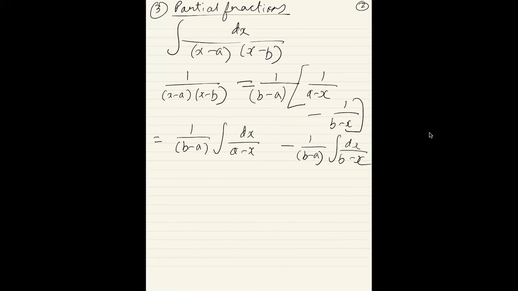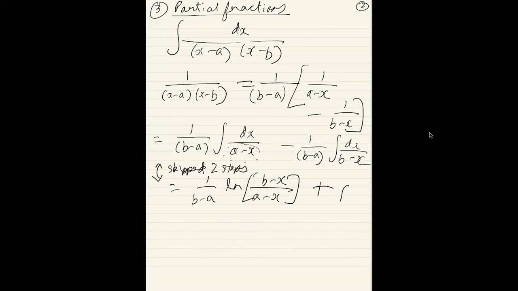And this is easy to perform because we know that this is going to be log of a minus x. So this simply becomes 1 by (b minus a) times log of (b minus x) by (a minus x), plus c. Here I skipped 2 steps in the exercise. I will have you go through them and look at it carefully. If it's not obvious to you, then something is missing. You should go back and think about it. Why is it not obvious to you? And this over here, pardon my handwriting, is a constant c.